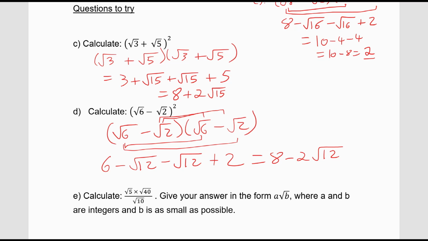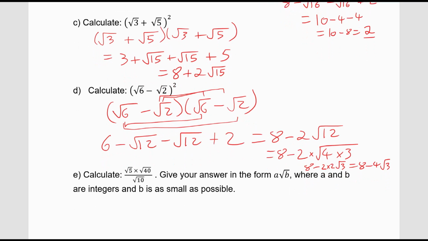I can simplify by taking out the factor of 4 in the root 12. So I have 4 times 3, which gives me 8 take away 2 times root 4 is 2 root 3, which is just 8 take away 4 root 3.